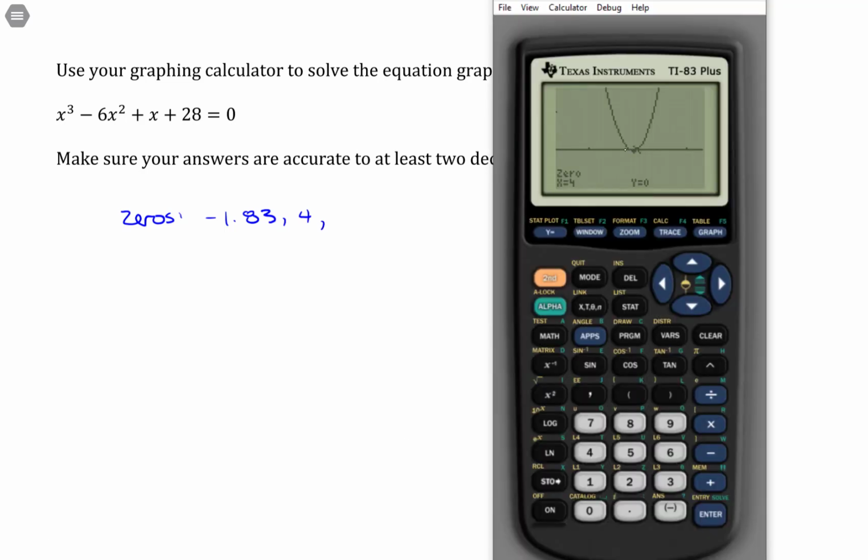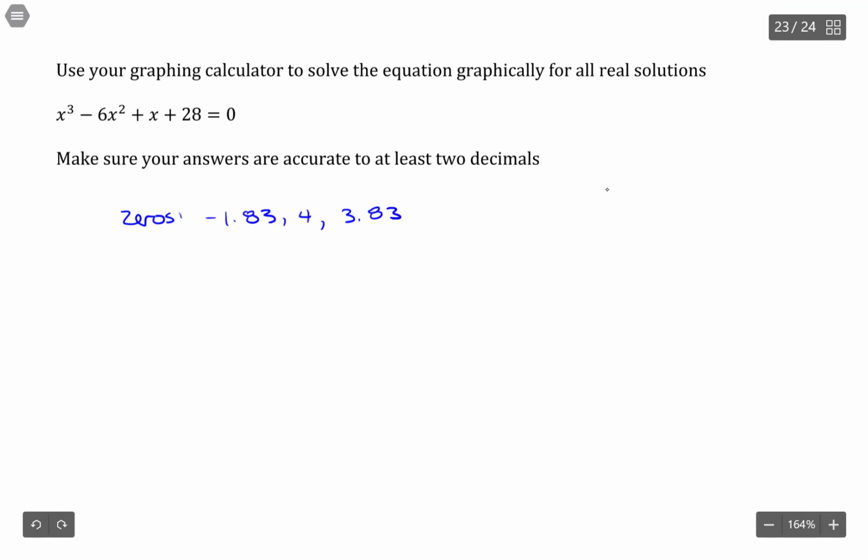Now, to figure out this one, it all comes down to where your initial guess is. So let's try this process again. We'll again say from 3 to 5, but this time I'll give an initial guess of like 3.5, which is closer on this side to this one, so it should find this one first. There we go. So 3.83. So there are the 3 zeros accurate to 2 decimal places.